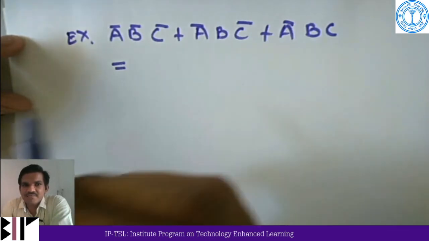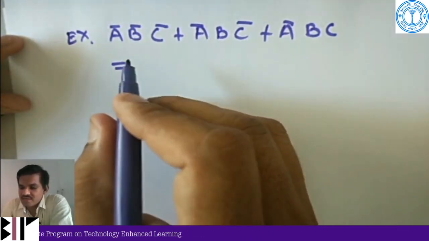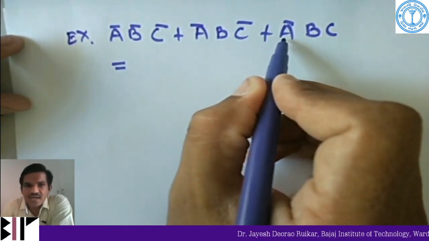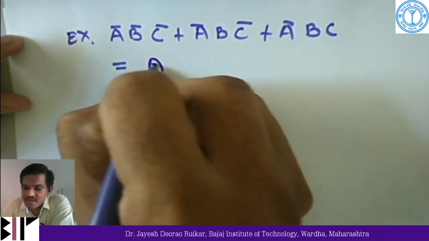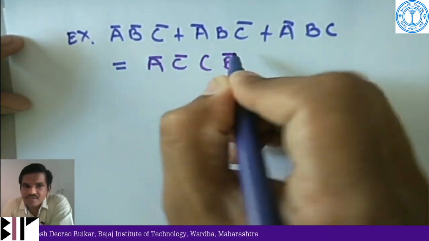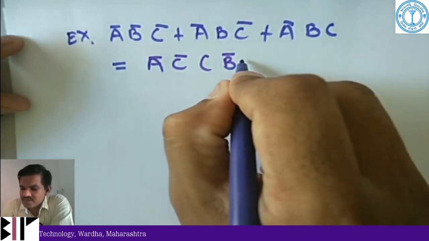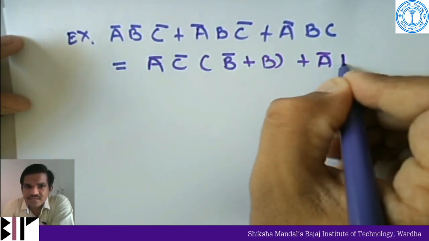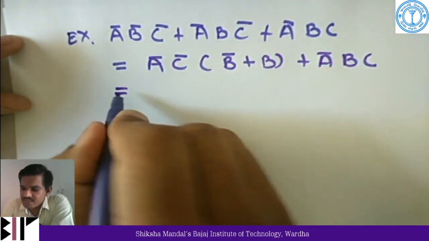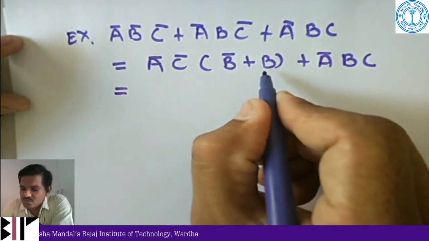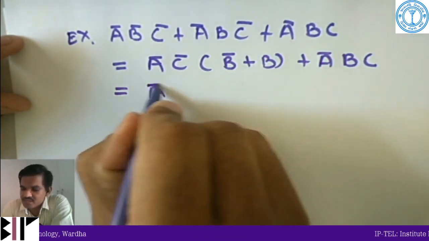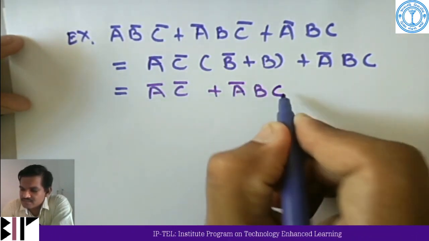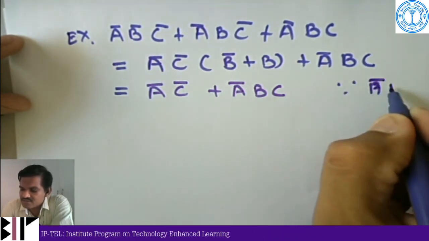Now let us take another example, that is a bar b bar c bar plus a bar b c bar plus a bar b c. Let us take common a bar c bar from this. So when we take a bar c bar common, the remaining is b bar plus b, and the last term is as it is, a bar b c. Now as we know that b plus b bar is equal to 1, so a bar c bar into 1 plus a bar b c.